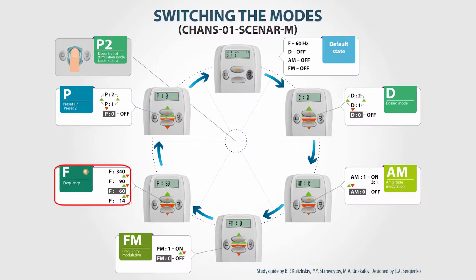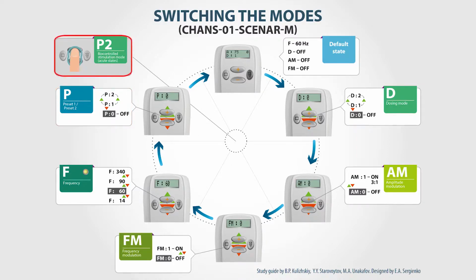The last menu parameter is the presets. You can switch on the presets P1 or P2 by pressing the plus button, or switch them off by pressing the minus button, just like you do with the dosing modes.